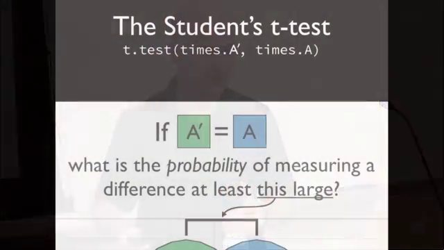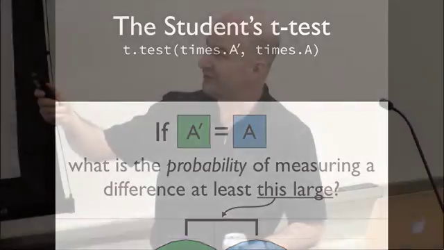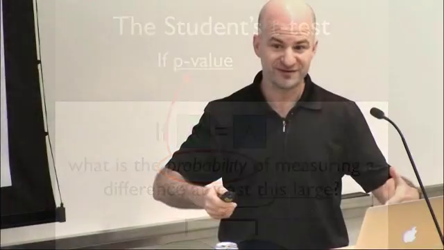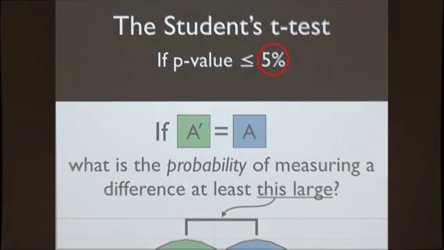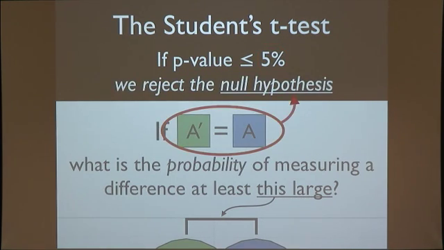So what's the way that we do this in R? We use something called the student's t-test. This is how you invoke it in R, pretty simple. It allows you to say, well, if the probability is low enough, and the standard threshold everywhere is this arbitrary point of 5%. You can choose whatever you like. If this probability is below 5%, then we reject the null hypothesis. And the null hypothesis is that they're the same. All right, so that's the name of the game.